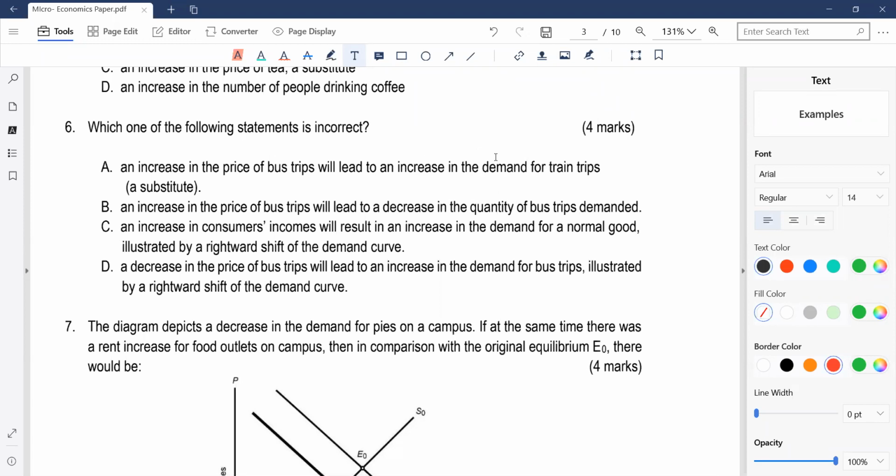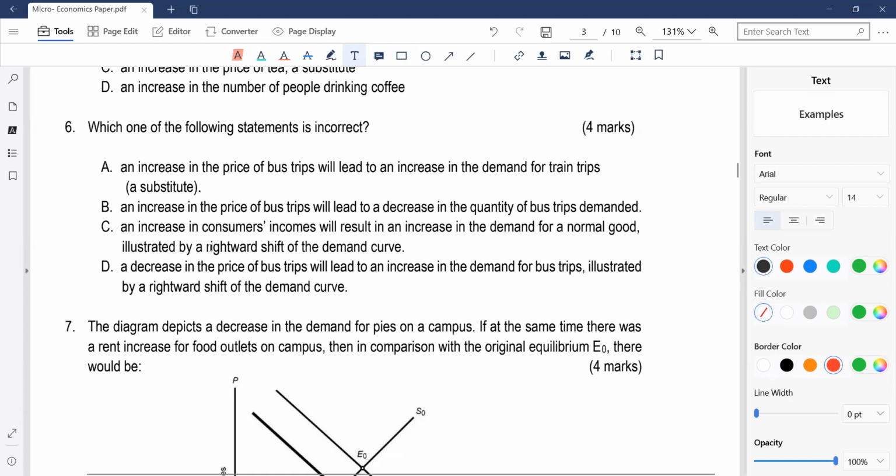An increase in the price of bus trips will lead to a decrease in the quantity of bus trips demanded. I want you to look again at the wording. It says decrease in the quantity. Yes, it's correct because of the law of demand. Less is demanded at high prices. So if there's an increase in the price of bus trips, there will be a decrease in the quantity of bus trips demanded. That is correct. I hope you are listening to my reasoning.